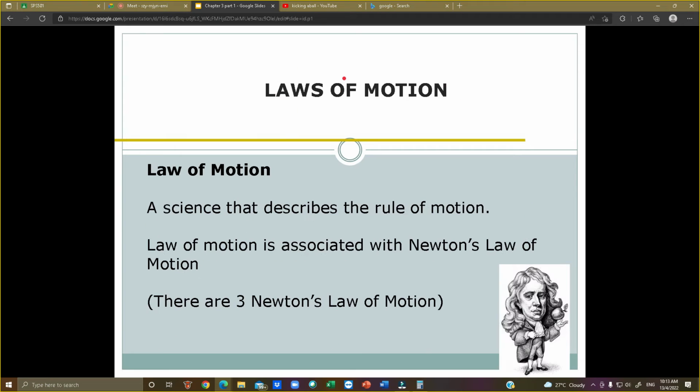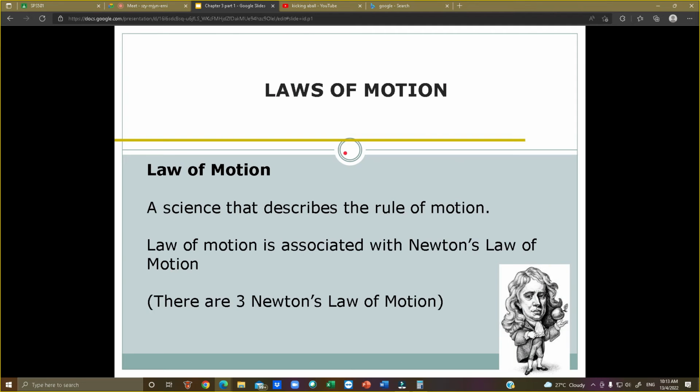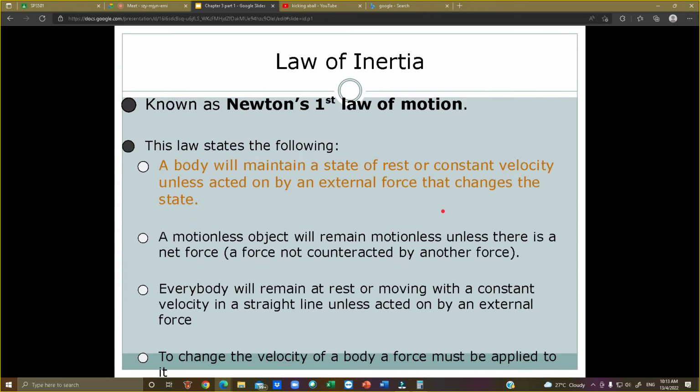Okay, so there are 3 law of motion. The first one, ini asyik terbalik, kita sambung kan. The first one is known as law of inertia. Second one, law of action, acceleration, and the third one is law of reaction. And these 3 law interrelated with one another. It always start with the first one. Okay, right. Jadi law of motion yang pertama.